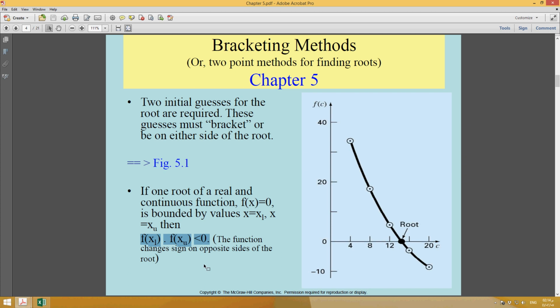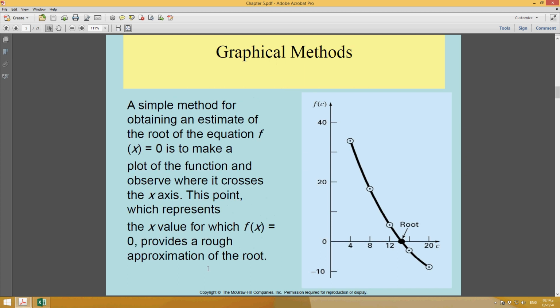So let's go first for the graphical methods. The graphical method is the same concept. We need two values, the upper bound and lower bound, and we can draw the whole function. Once we draw the whole function, it will cross the x-axis at some value. This value is actually known as the root of the equation.